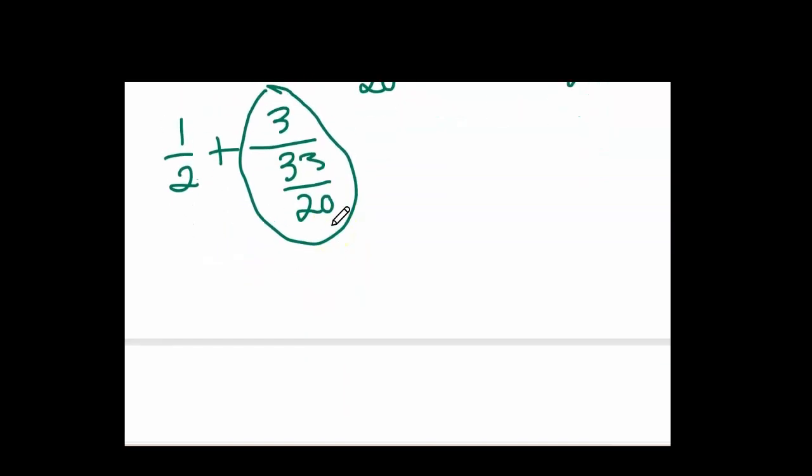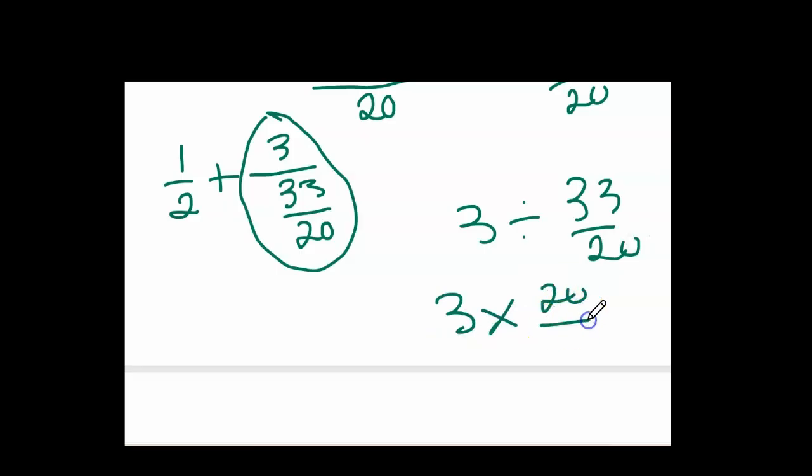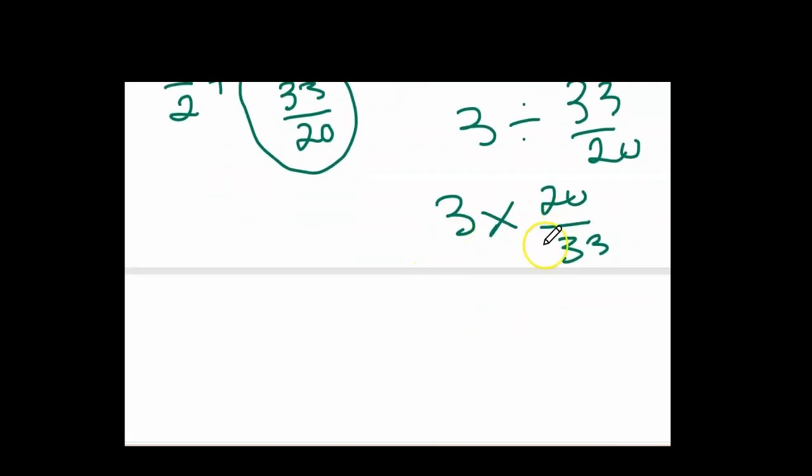If we do that, what are we going to have? That is like saying 3 to be divided by what? We're dividing 3 by 33 over 20. Which you can write as what? 3 times, then the 20 goes up and 33 comes down. And what would that become? 3 times 20 is obviously 60. That will be 60 over 33. Which we can actually simplify.